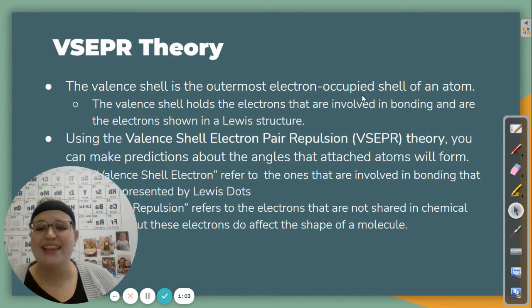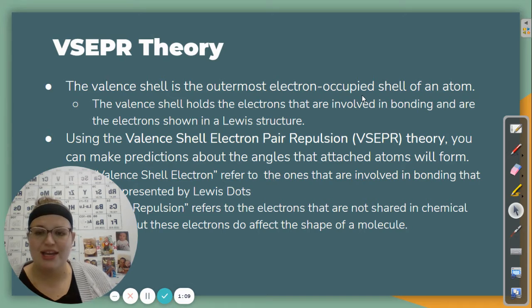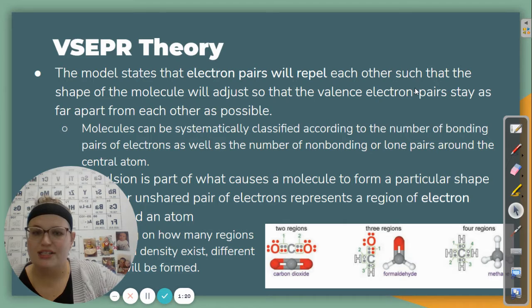VSEPR theory stands for valence shell electron pair repulsion. The valence shell part refers to the atoms that are going to be involved in bonding, and repulsion refers to the lone pair electrons that are going to repel each other or push them into the shapes of the molecule. There are different shapes for VSEPR theory, and we'll talk about what those different shapes are.